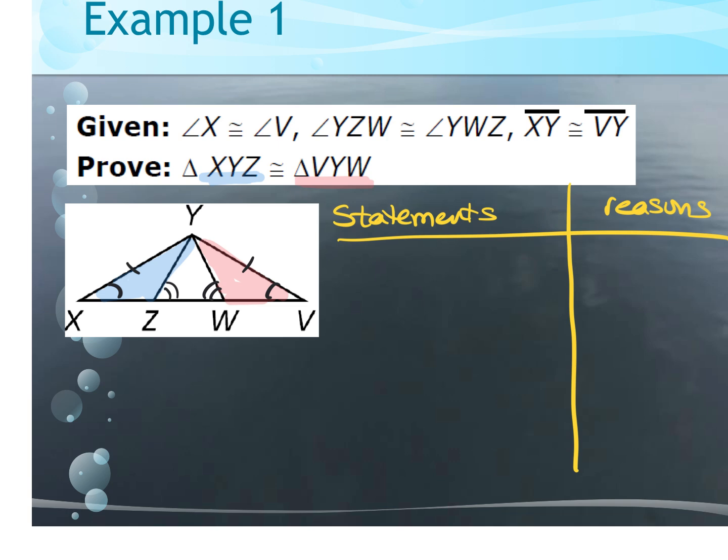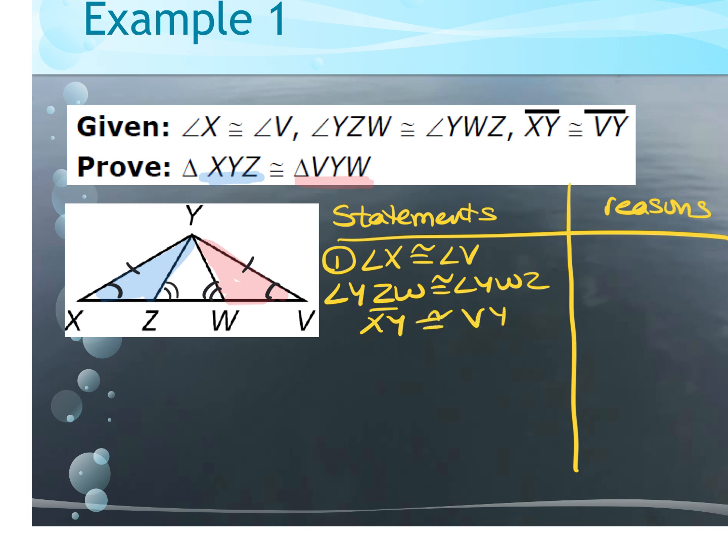So number one, let's restate all this given. Angle X is congruent to angle V. Angle YZW is congruent to angle YWZ. And XY is congruent to VY. And this was all given to me.